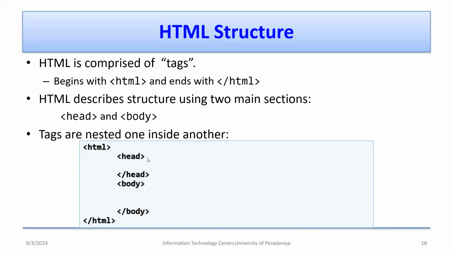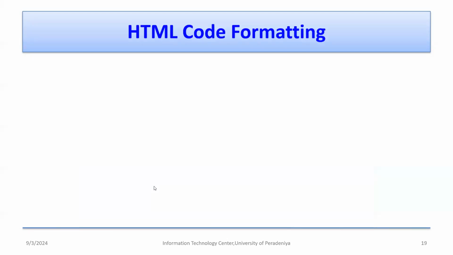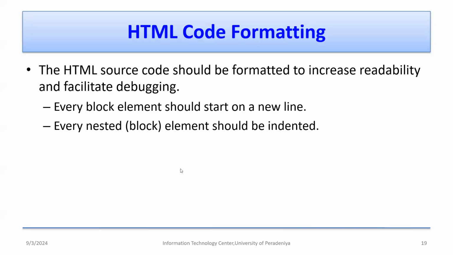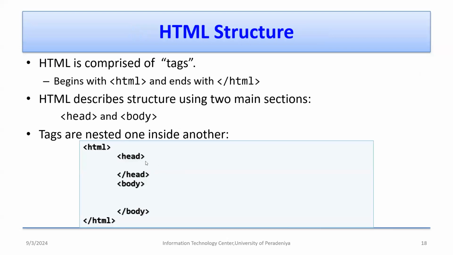This is how we start the head section and how we close the head section. Here we start the body section and close the body section. Why do we need these two sections? In the header section we can provide the information about the page. Here in the body we can have the content of the web page.